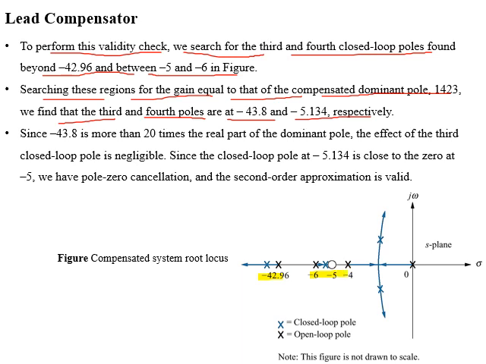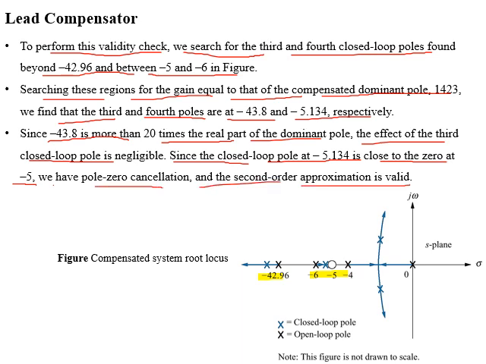Since minus 43.8 is more than 20 times farther away than the real part of the dominant pole, the effect of the third closed loop pole is negligible, whereas the fourth closed loop pole is at minus 5.134 and it is close to the zero at minus 5. So at this point we have pole-zero cancellation. So we conclude that our second order approximation is valid. And with this, our first lead compensator is completed for the given system.